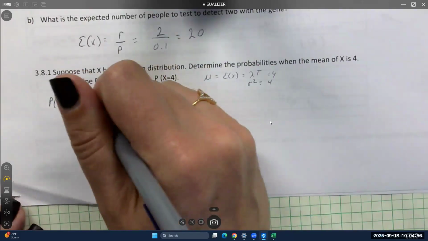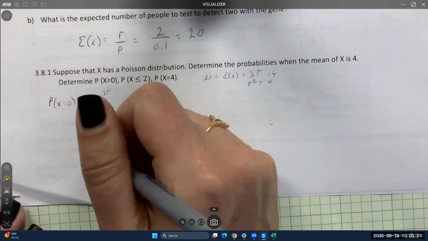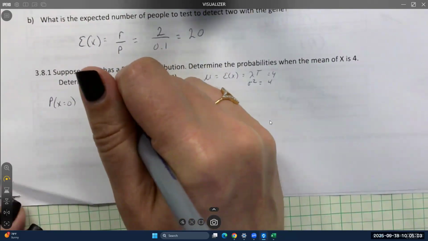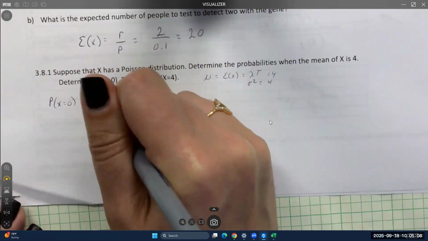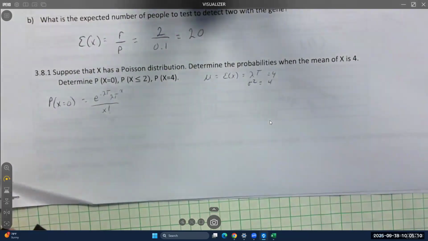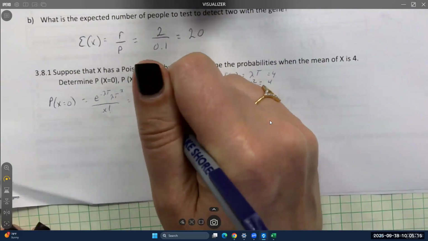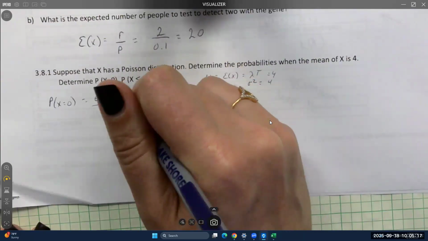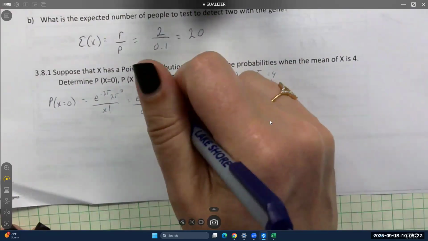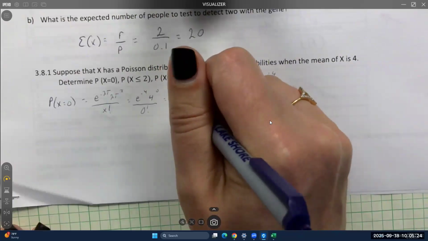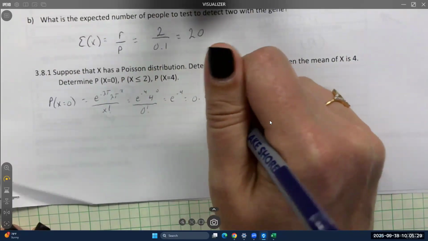So I'm doing e to the negative lambda t multiplied by lambda t to the x over x factorial. So I have e to the negative 4 times 4 to the 0, that becomes 1, over 0 factorial, that becomes 1. So I just have e to the negative 4, which is 0.0183.